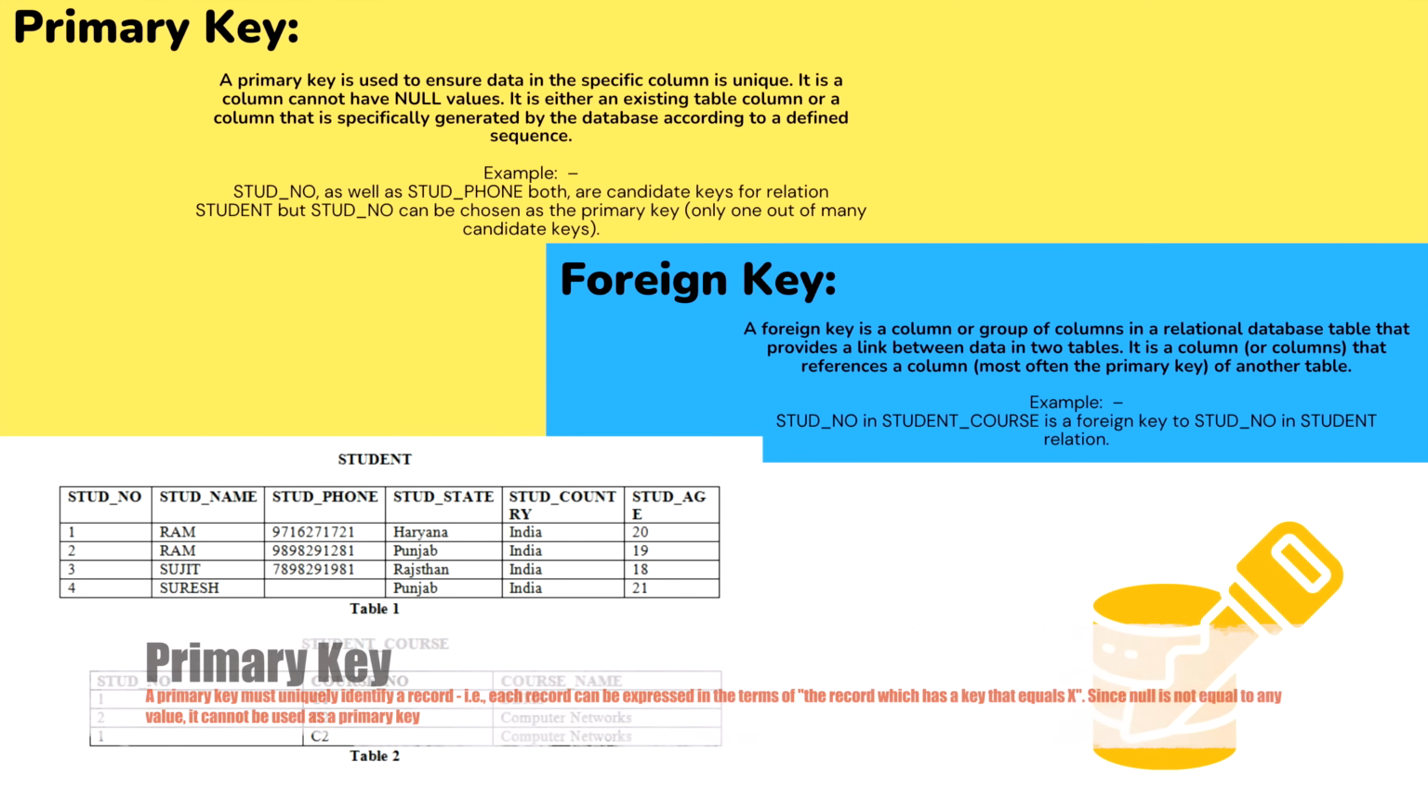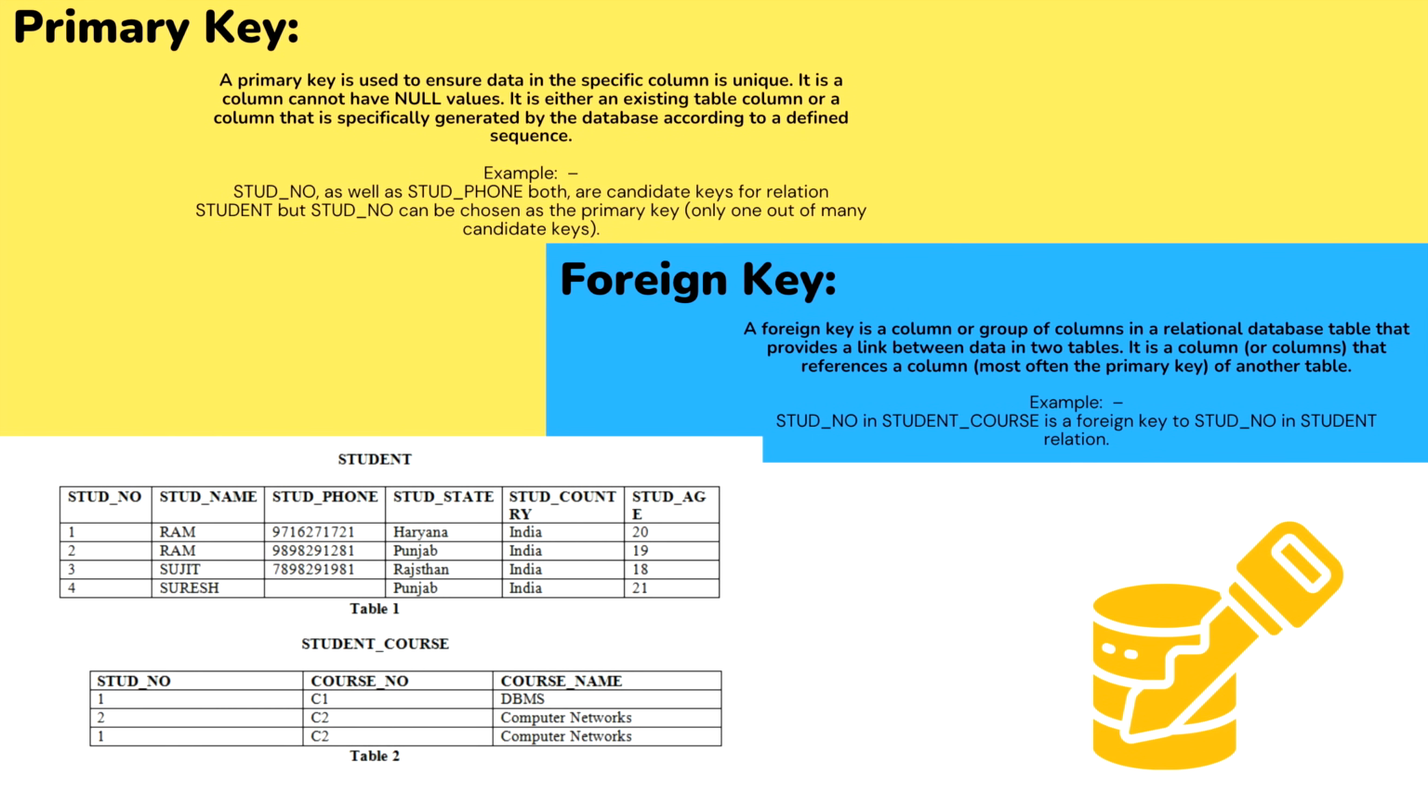You should remember one more thing: a primary key cannot contain null values. And why can it not contain null values?